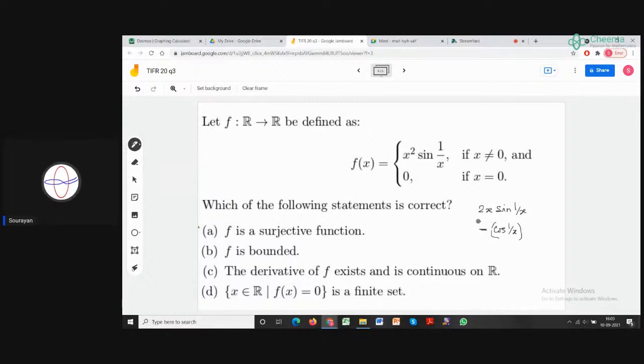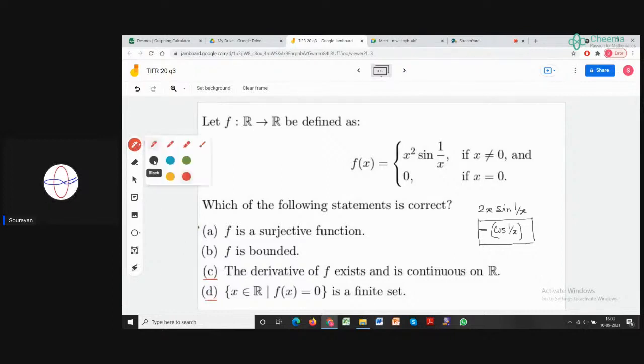But there will always be a problem with the limit as x tends to 0 of cos 1 by x. So the derivative of f exists and is continuous on R. For it to be continuous, it needs to be at least defined at 0, and f prime of 0 has to be the limit as x tends to 0 of f prime of x, but both of these things are not possible. Secondly, f is bounded. So you can verbally eliminate these two options, option D and option C.